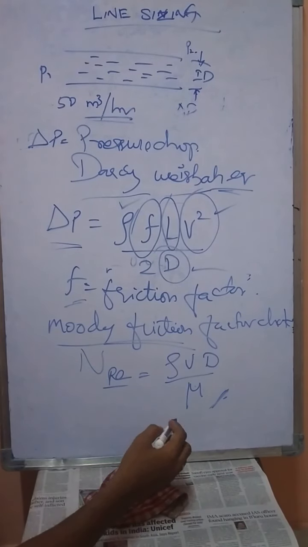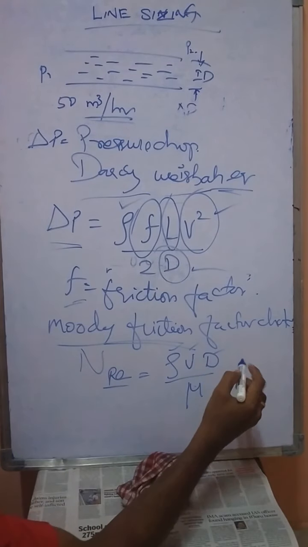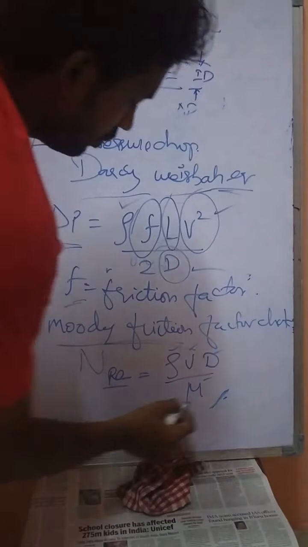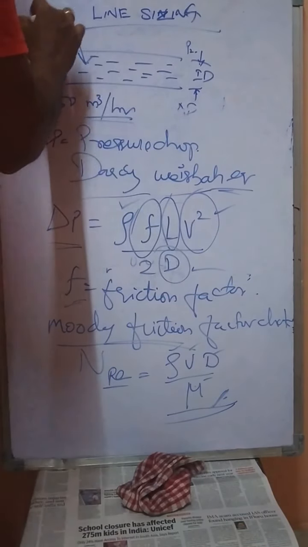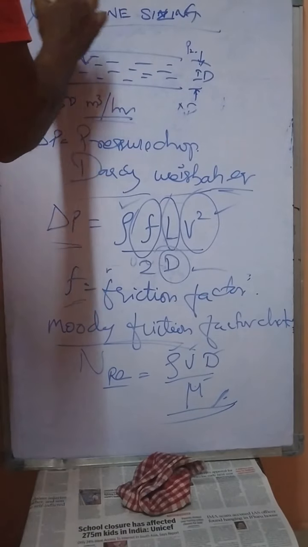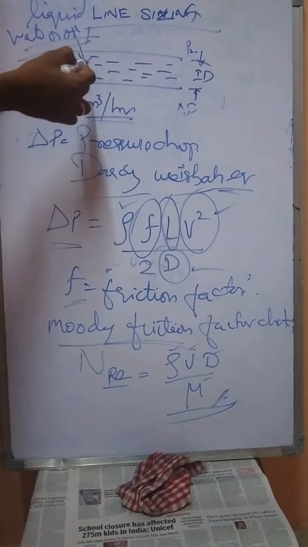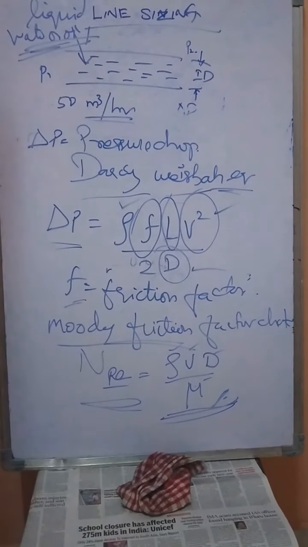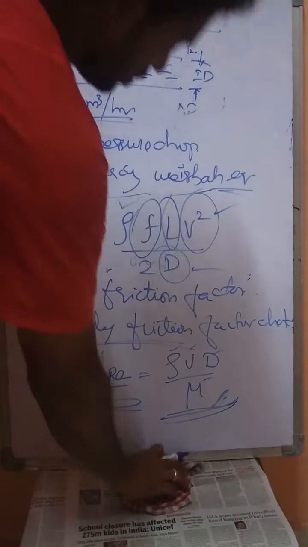Usually all of you know this formula. Rho Vd is nothing but density, velocity and diameter, divided by viscosity. So when you know these things about the fluid flowing through this pipeline, either it is water or oil, you can find out the NRe. If you know the NRe, you can find out the friction factor from the Moody friction factor chart.